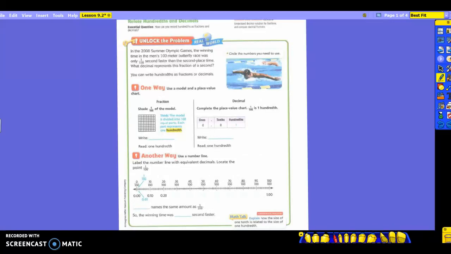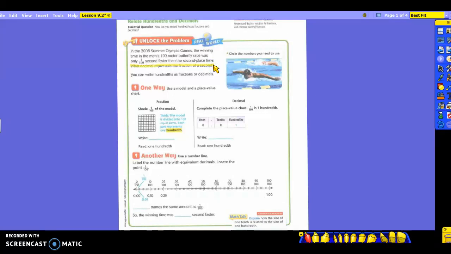Okay, today we're going to relate hundredths with decimals, just like we did tenths with decimals. So let's read what they want us to do. In the 2008 Summer Olympic Games, the winning time in the men's 100-meter butterfly race was only 1/100th of a second faster than the second place time. What decimal represents this fraction of a second? So your question is, read with me, what decimal represents this fraction of a second?